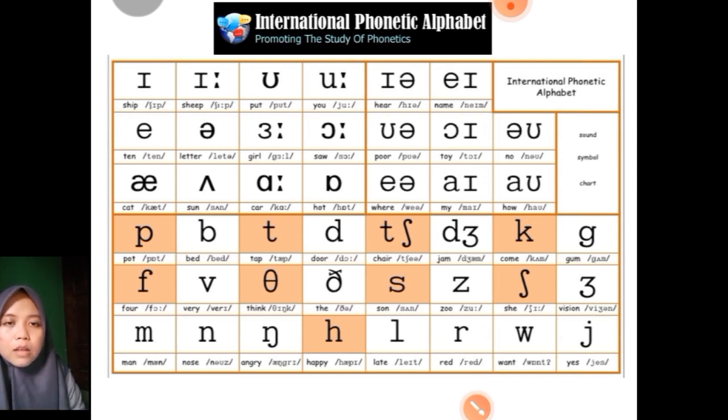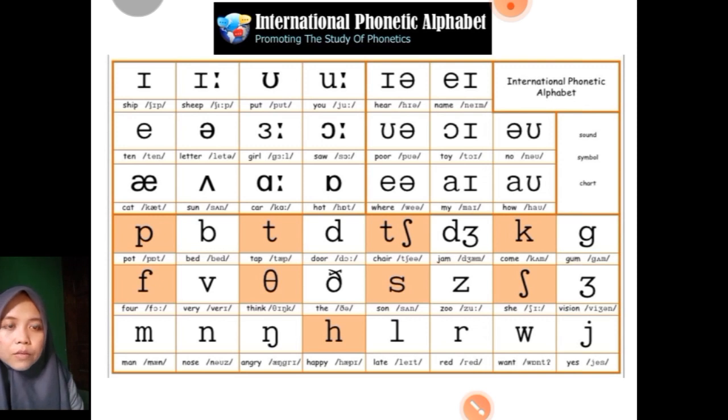Then is the h sound. H is a fricative consonant, and the word for it is happy. And then the l sound. L is a lateral consonant, and the word for it is leg. And then the r sound, and the word for it is right.